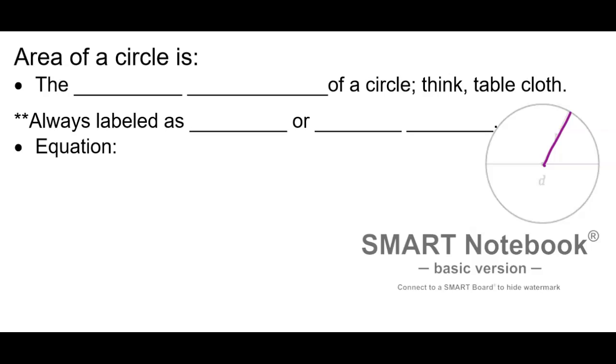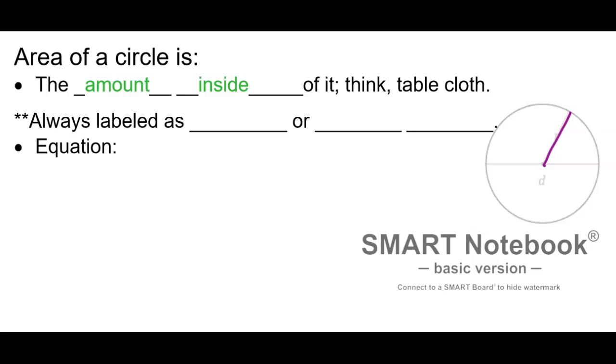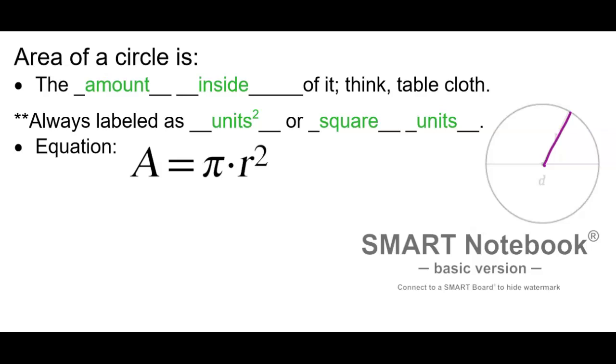If we look at the area of a circle, just like the area of a square or a rectangle, it is a flat surface. It is looking at the amount inside of the circle. So inside this circle here, how much would cover this? If this was a round table, think tablecloth. Just like rectangles and squares, our units are units squared, or square units. And in this case, our equation is A equals pi times r squared, A meaning area.